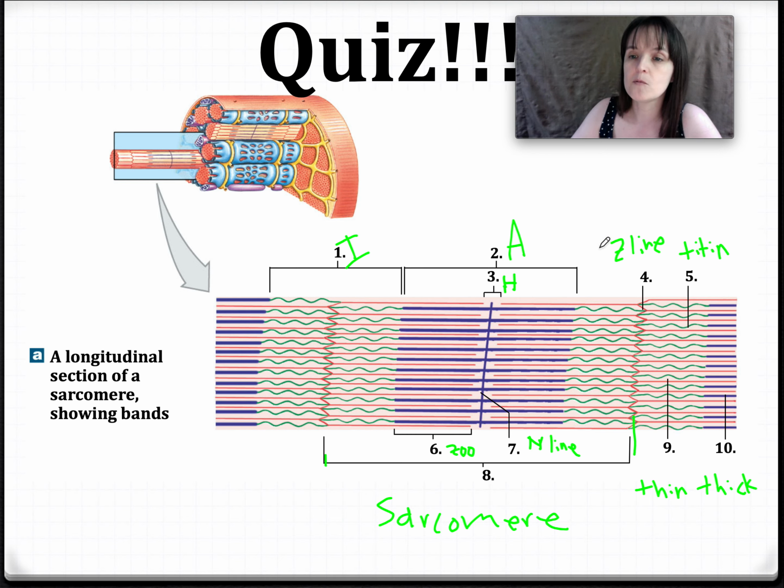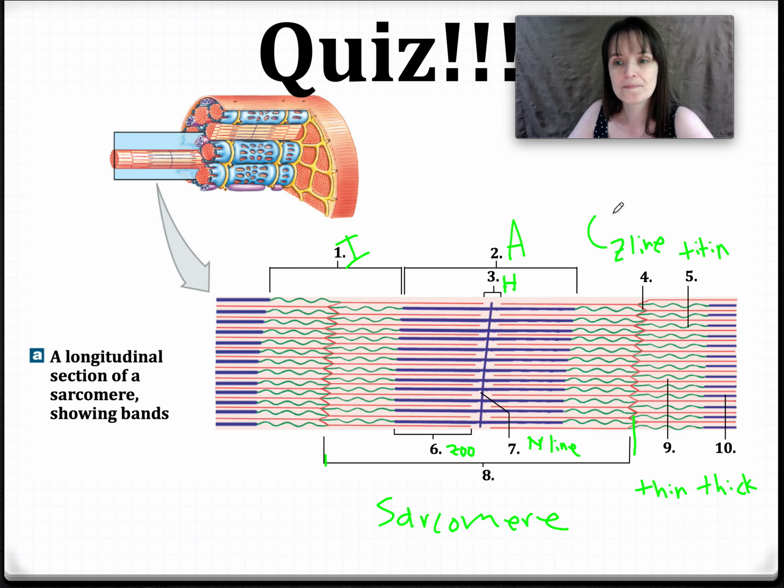Now we talked about what the Z line was made of. What's the Z line made of? Actinin. And what's the thin filament mostly made of? Actin. And what's the thick filament mostly made of, except for the central core of titin? Myosin.